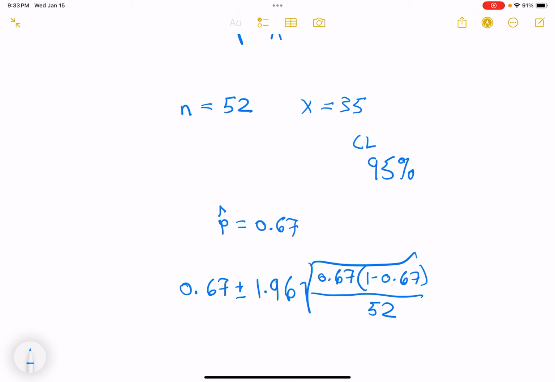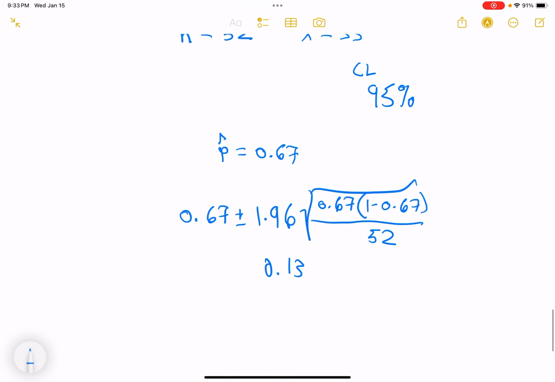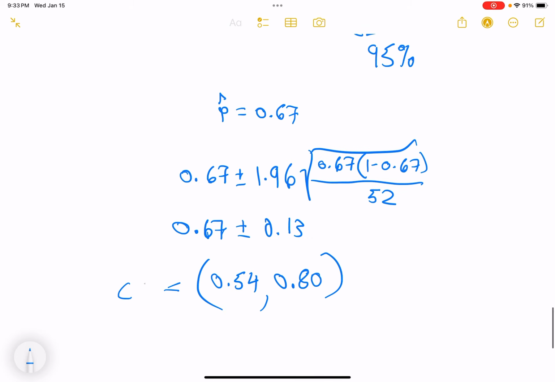And again, what we're doing here is we are multiplying the standard deviation value for a sampling distribution of samples of this size for proportions, and multiplying it by the critical value of how many z-scores away we want to be. I get about 0.13 as my margin of error. So it will be 0.67 plus or minus that. So my confidence interval will be 0.8 on the high end, and on the low end, we're looking at 0.54. And that would be my confidence interval.